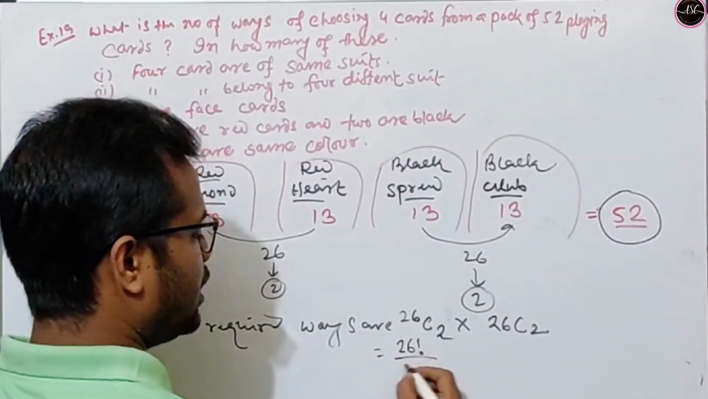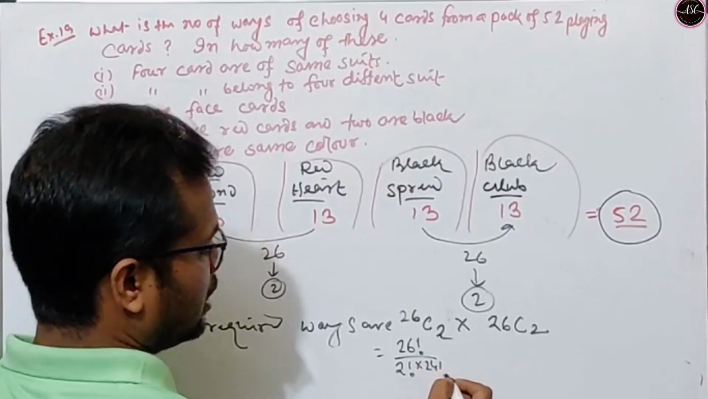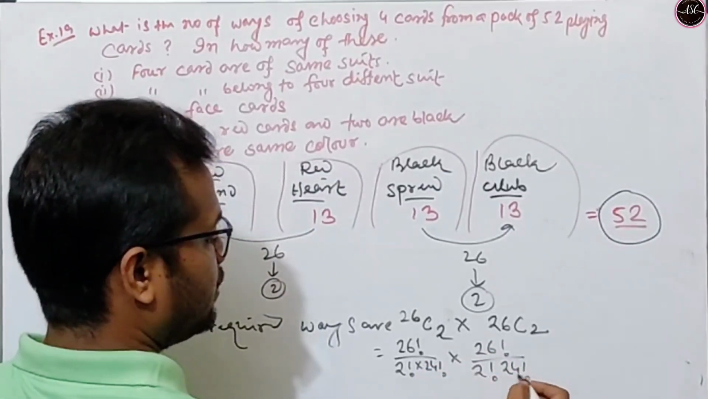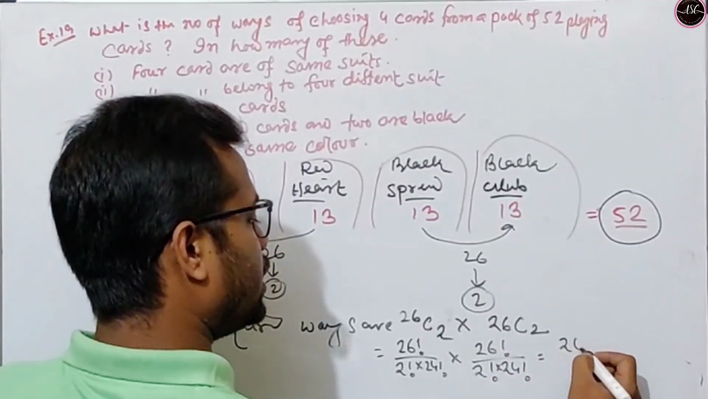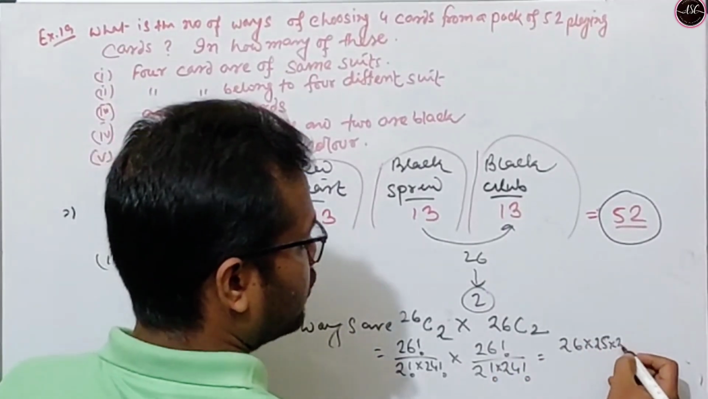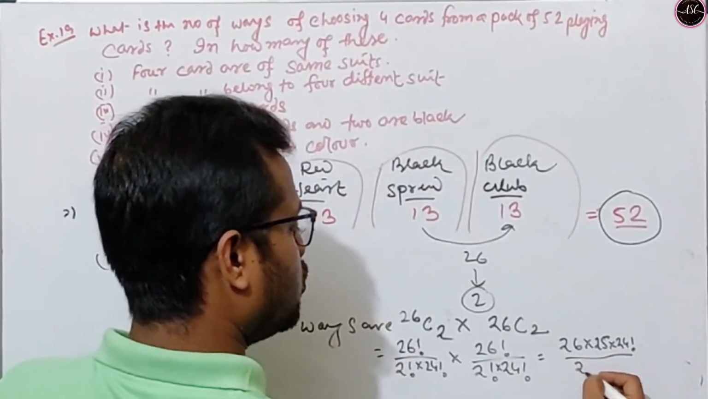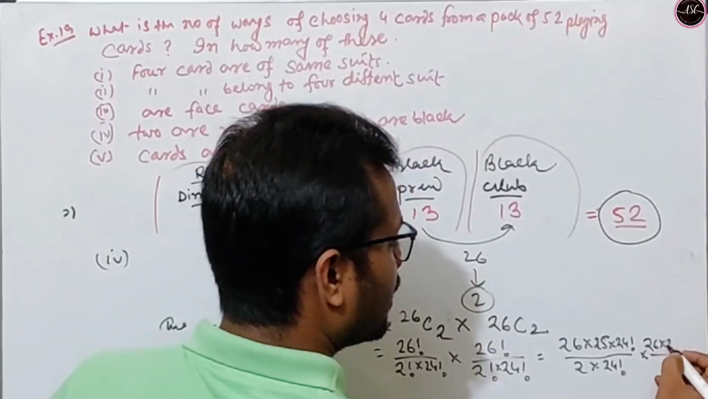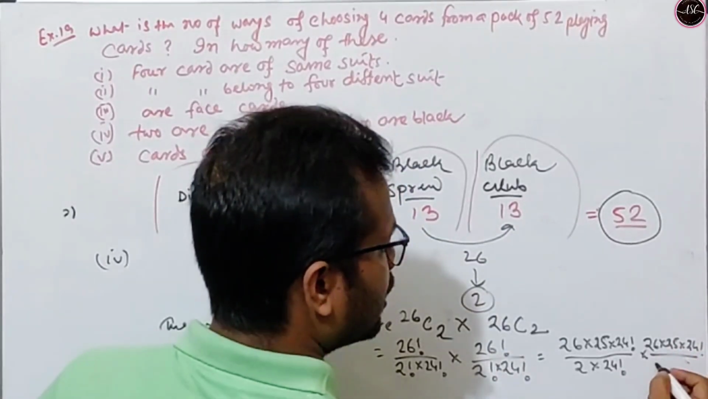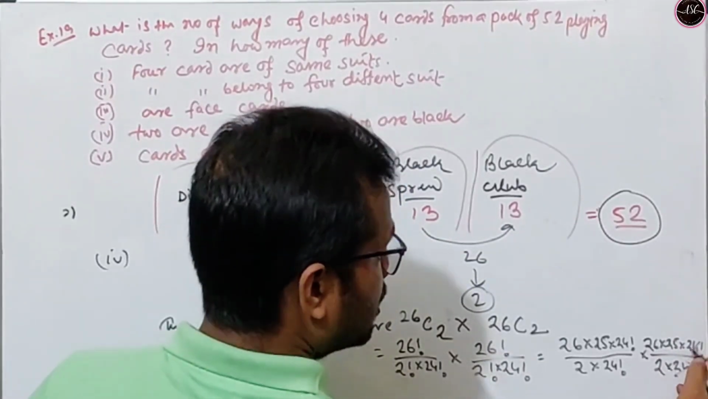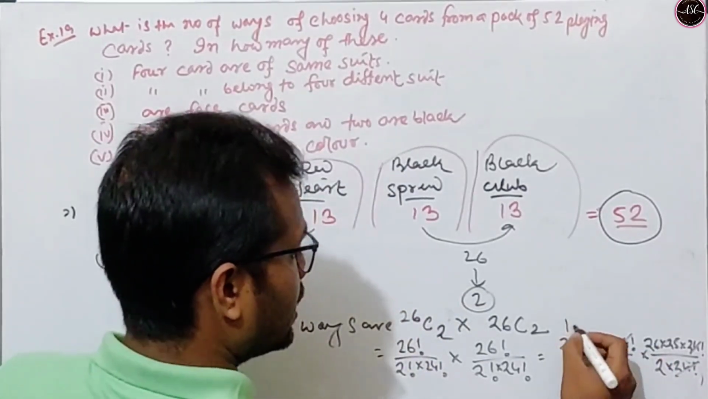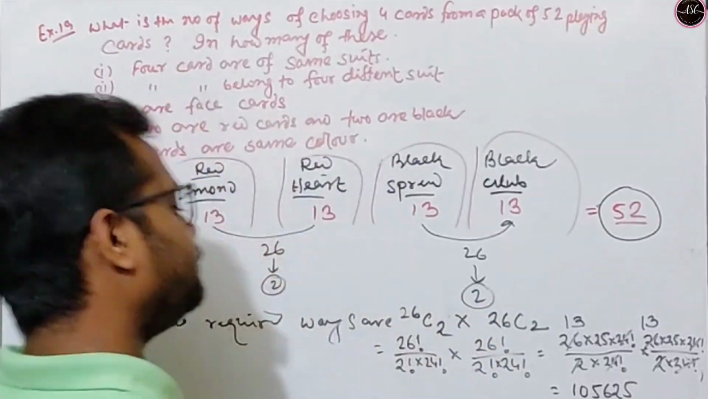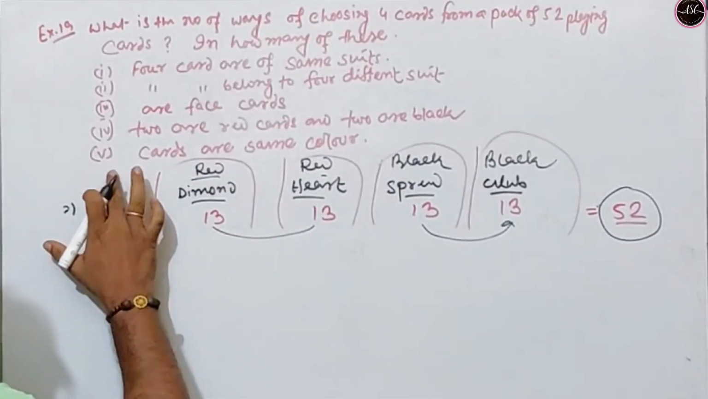26 factorial divided by 2 factorial into 24 factorial into 26 factorial divided by 2 factorial into 24 factorial. Okay, so we have 26 into 25 into 24 factorial divided by 2 into 24 factorial into, similarly this will be same, 26 into 25 into 24 factorial divided by 2 into 24 factorial. Just cancel out these two, and here 13, here also 13. 105625. Okay, for this 5, here cards are same color.